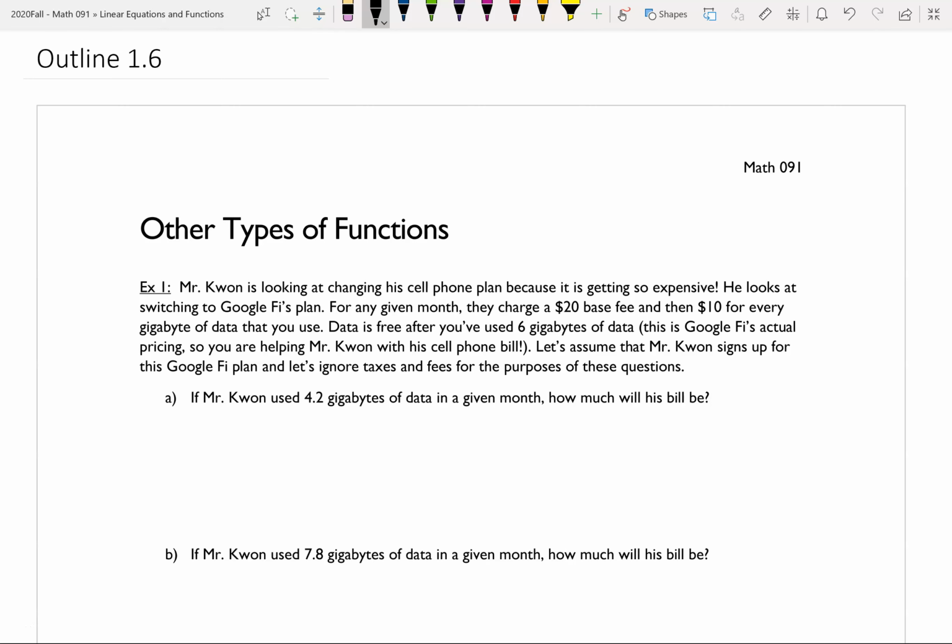Hi everyone, let's talk about other types of functions. So Mr. Kwan is looking at changing his cell phone plan because mine is currently getting so expensive. I look at switching to Google Fi's plan. For any given month, they charge a $20 base fee and then $10 for every gigabyte of data that you use. Data is free after you've used 6 gigabytes of data.